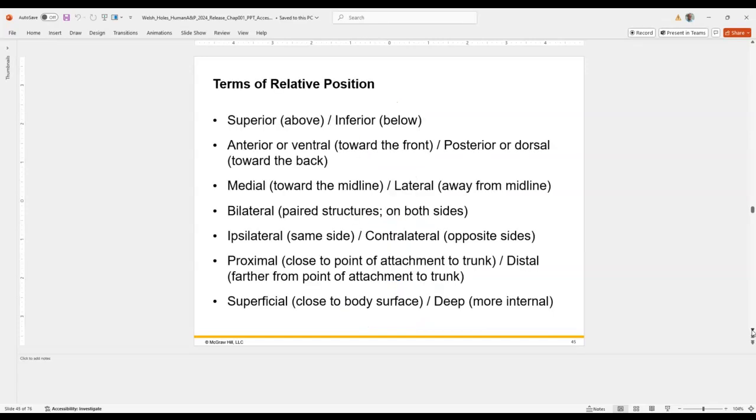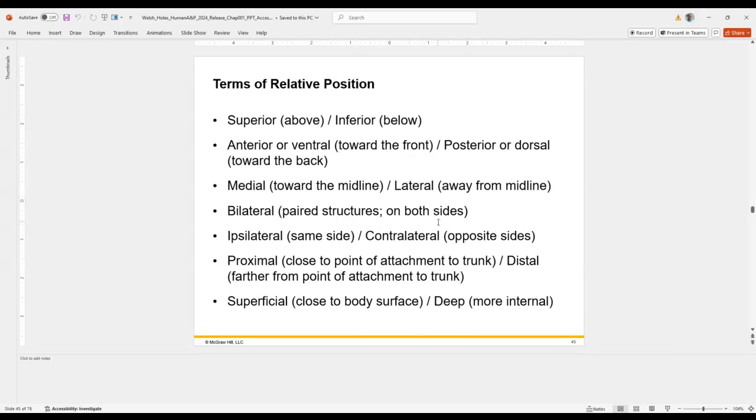Okay, some terms of relative position. Superior means above, inferior means below. Anterior or ventral means towards the front. Posterior or dorsal means towards the back. Medial means towards the midline, and lateral means away from the midline or to the sides.